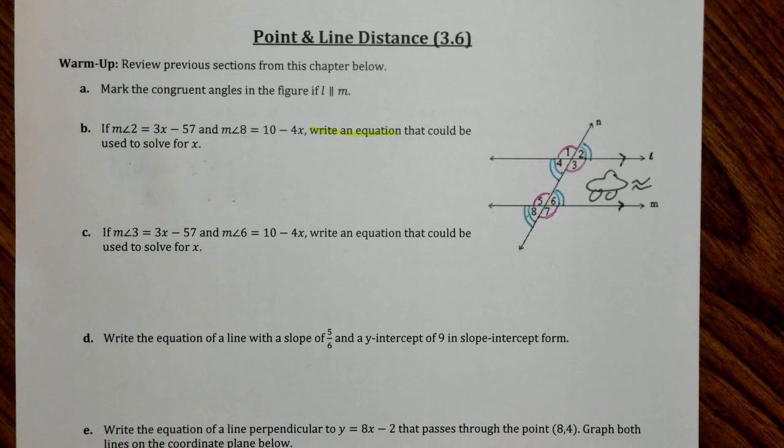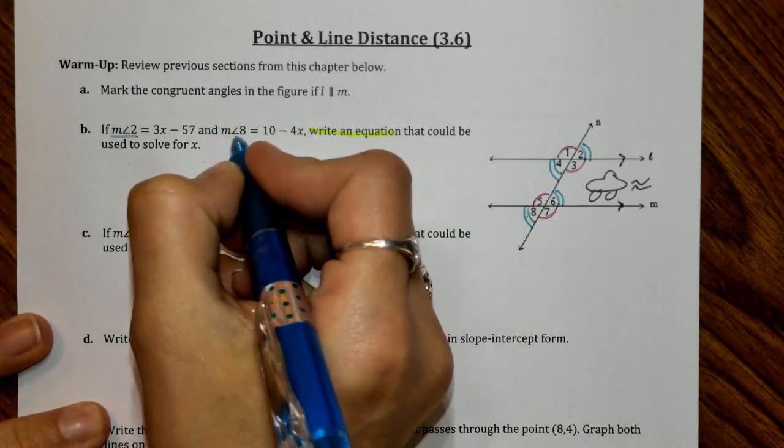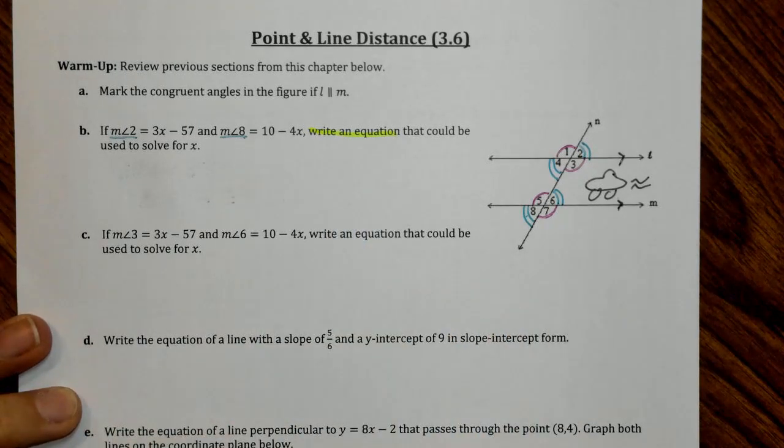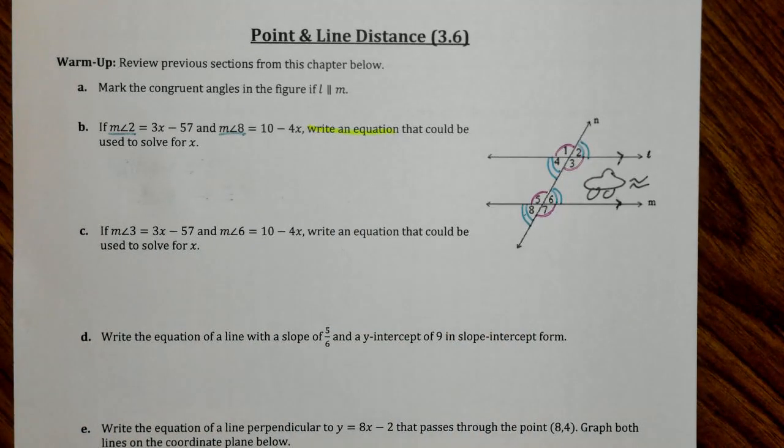On B, we have the measure of angle 2, where we're given some information, and the measure of angle 8. All we're doing is writing the equation. We're not going to solve, but we're going to write the equation for solving.